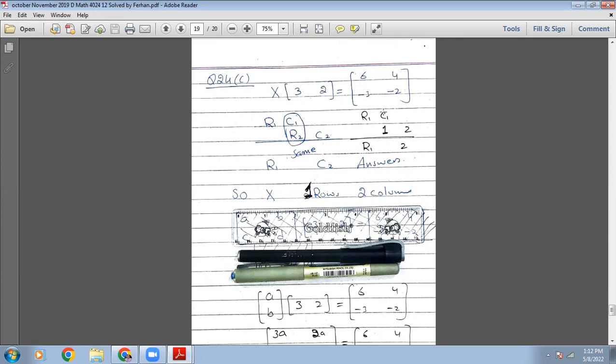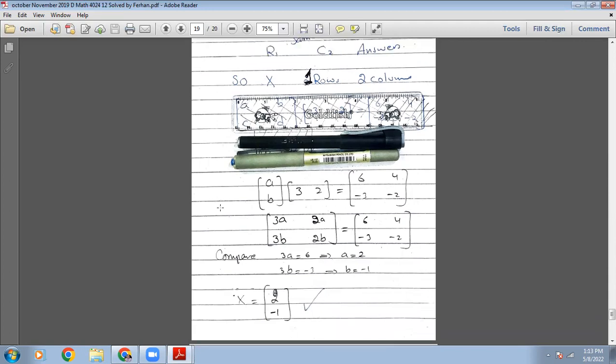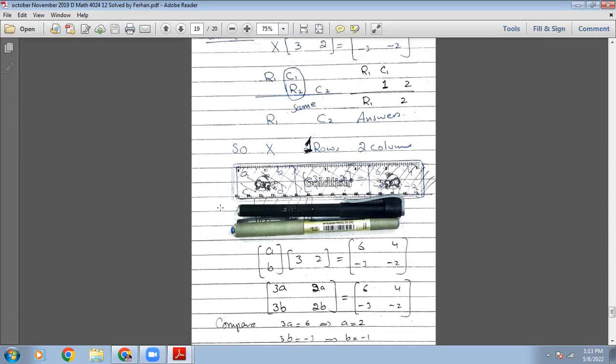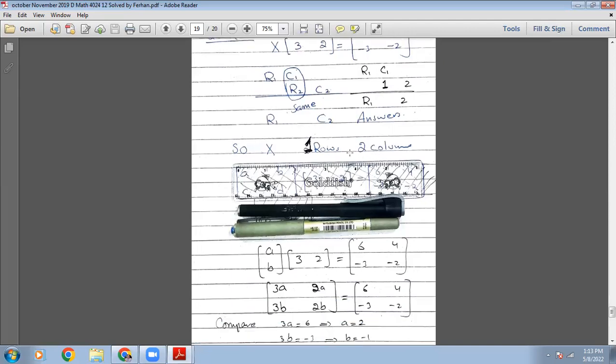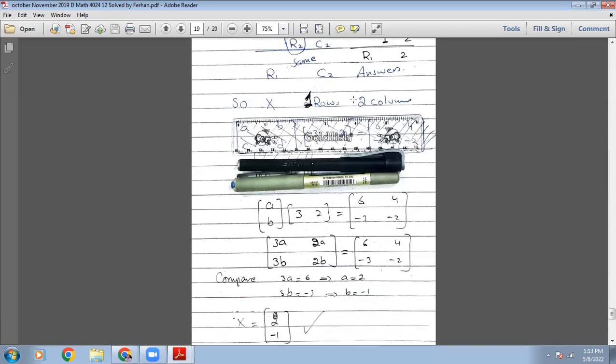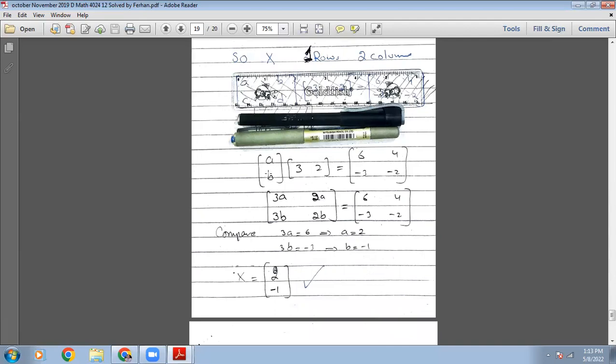So here, I know the answer. It has two rows and two columns. The answer will have R1 and C2. So here, for R1, how many rows are there? There are two rows. So R1 should be 2. Okay, so now I know that the X will have one column and two rows. I made a mistake here. I was supposed to write one column and two rows. It was one column and two rows. So you see, one column and two rows.